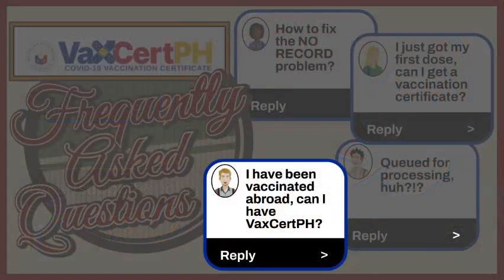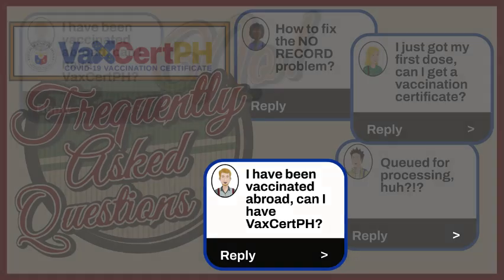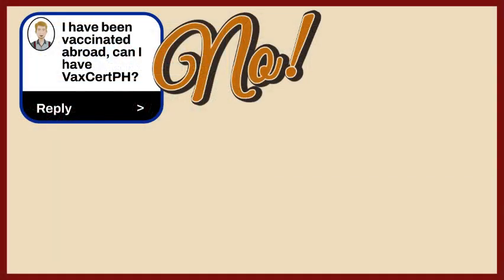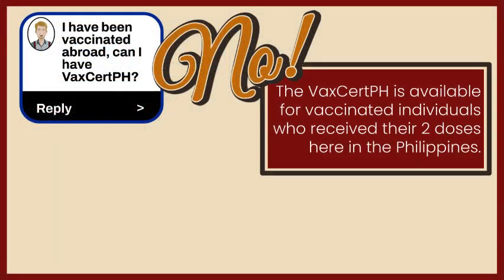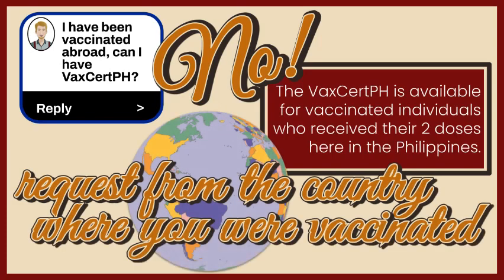For the fourth and final frequently asked question for today, can VaxCertPH be generated for those who were vaccinated abroad? The answer is no. The VaxCertPH is available for vaccinated individuals who received their 2 doses here in the Philippines. Per the VaxCertPH FAQs page, since the record is not within the Philippine Vaccine Information Management System, or VIMS, the request for proof of vaccination will be made from the country where you were vaccinated.